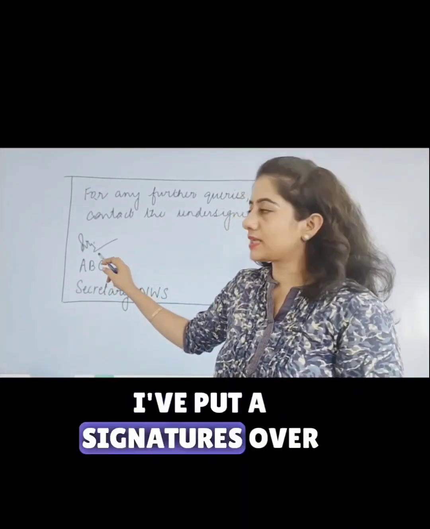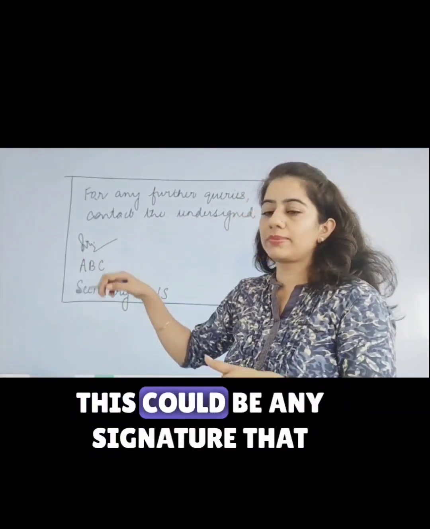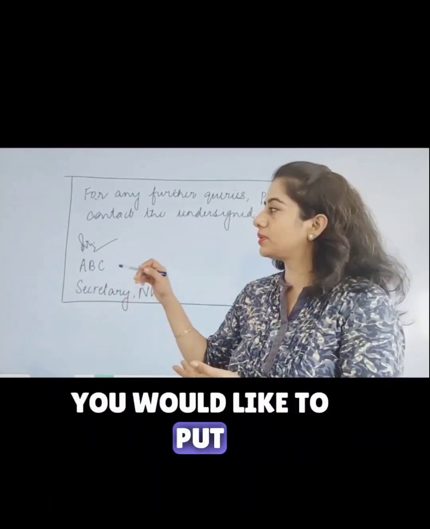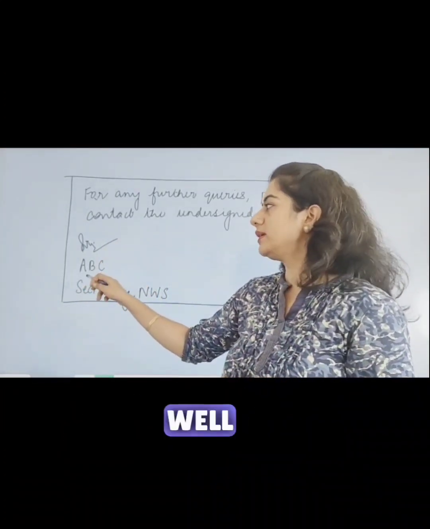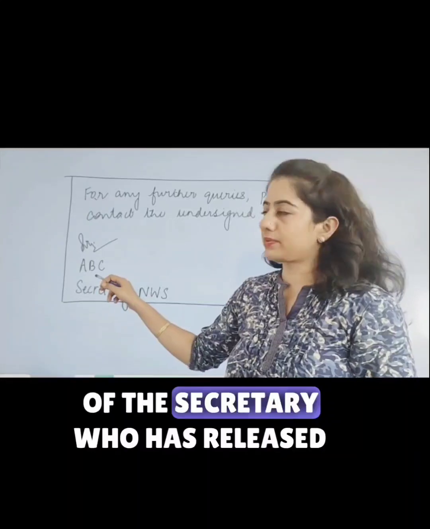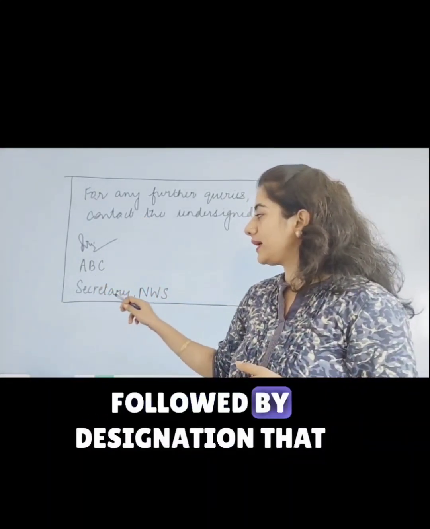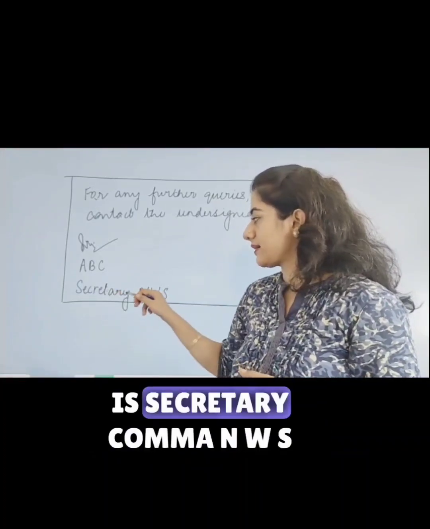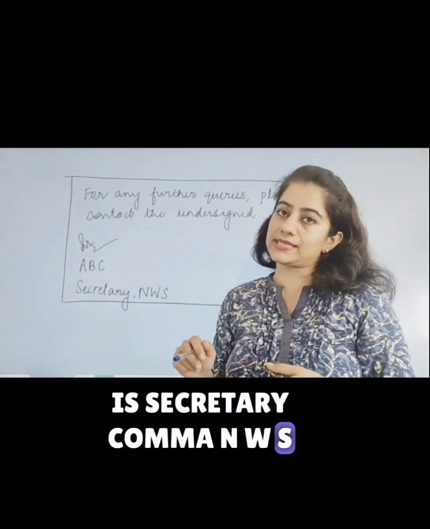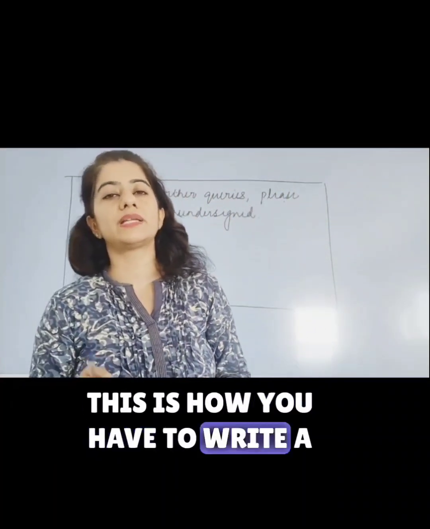After that, I've put a signature over here. This could be any signature that you would like to put. You can put your own signature as well. After that, I've written the name of the secretary who has released this particular notice, followed by the designation, that is secretary, comma NWS. This is how you have to write a notice.